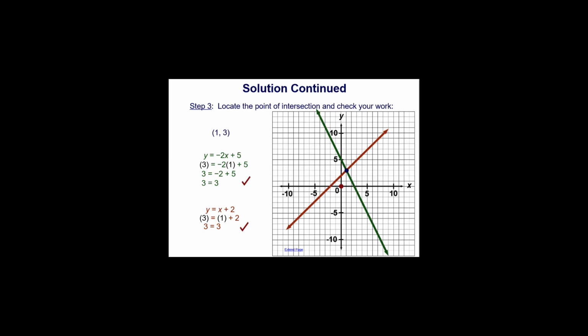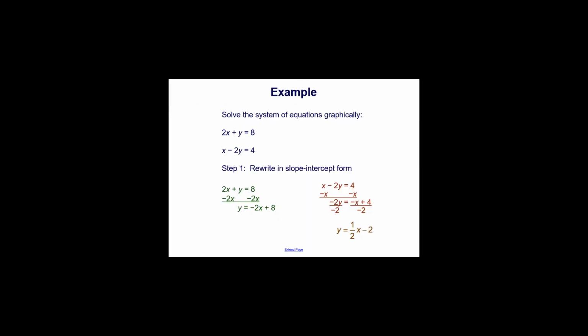The third step is to locate that point of intersection and then to check our work to make sure the solution is correct. We can see the point of intersection here is 1, 3, and substituting in the value where x equals 1 and y equals 3 into both equations, you can see it produces true statements for both, so that is a solution. Let's do the same thing one more time.